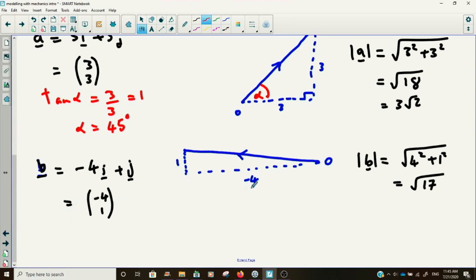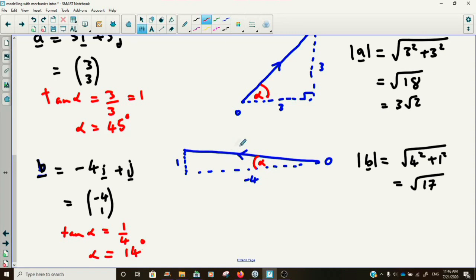Okay, and for the next one, let's say we want this angle here. Tan of alpha would be 1 over 4. So if you wanted to work that out, just do the inverse tan of 1 over 4, and you get 14 degrees.